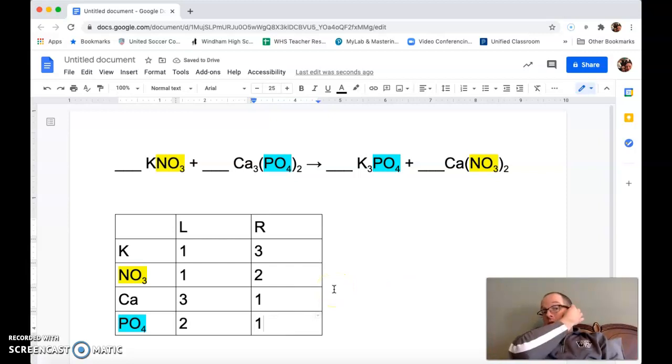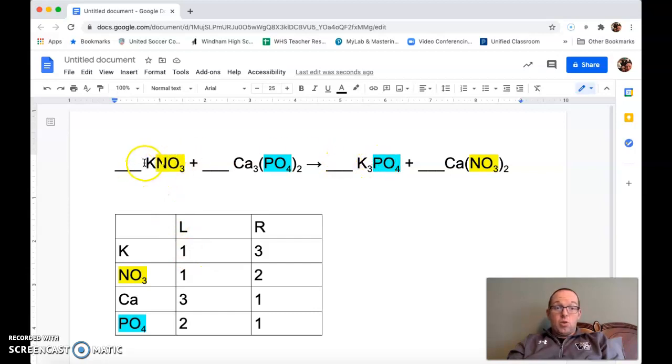Okay, so the rule of thumb for me is usually to go left to right when trying to balance the equation. And so we're going to continue adding coefficients, which are large numbers in front of each substance, to balance the equation. And we may as well start with potassium. So we have 1 potassium atom here on the left and 3 on the right.